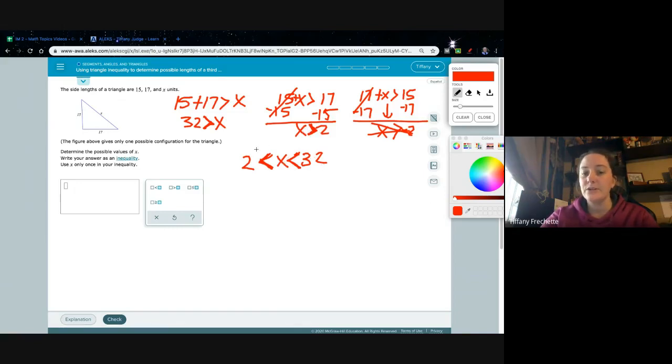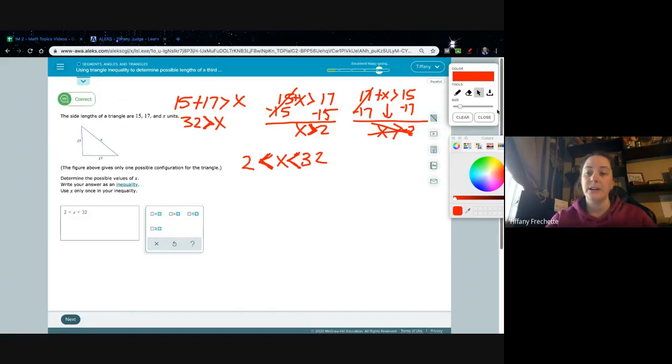X is greater than 2. 2 is less than x. So it means the same thing. I'm just flipping it around so that I can fit it in the sentence because that's how they want me to write it. So now I come down here and I'm going to go 2 is less than x, which is less than 32. So again, that just means that my answer has to be between 2 and 32. Can't be 2, can't be 32, has to be between those two numbers. Check, and we get it.